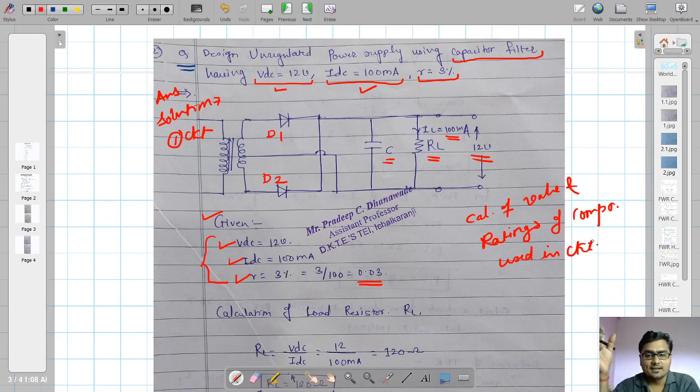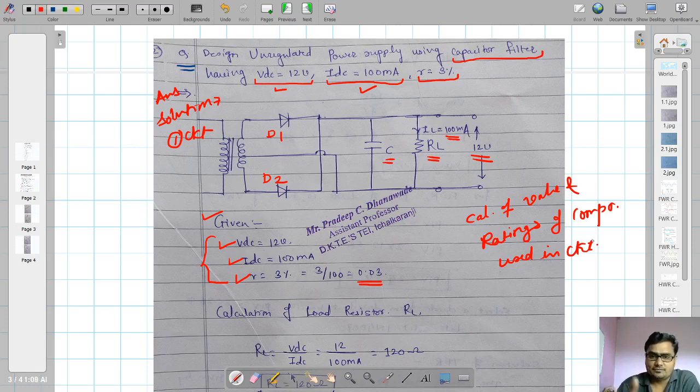If we are designing a rectifier circuit, what components are used in it? 2 diodes, 1 transformer, 1 capacitor, 1 resistor. It is a full wave center tap rectifier with capacitor filter. So calculation of value and ratings of those components means designing of that circuit. My job is to calculate the value and rating of the capacitor, the resistor, the transformer, and the 2 diodes.